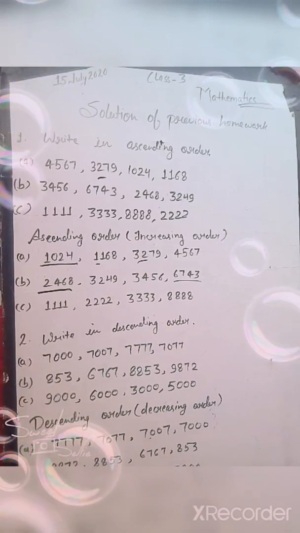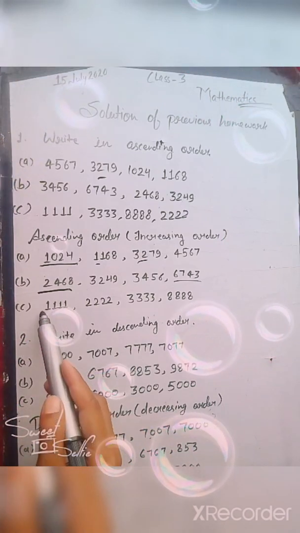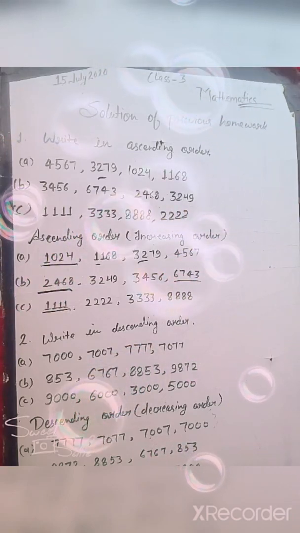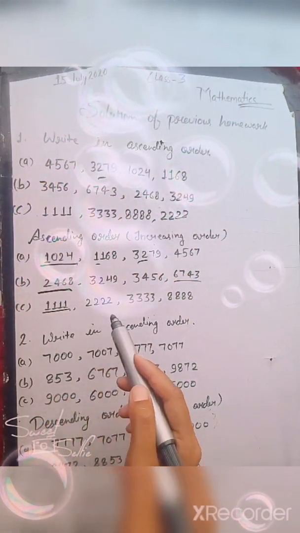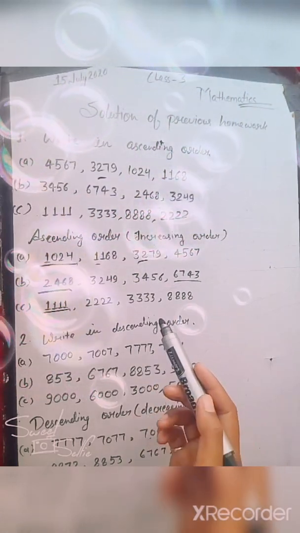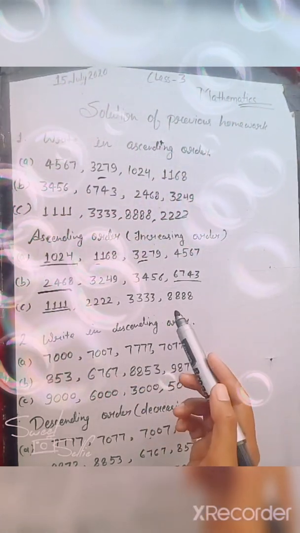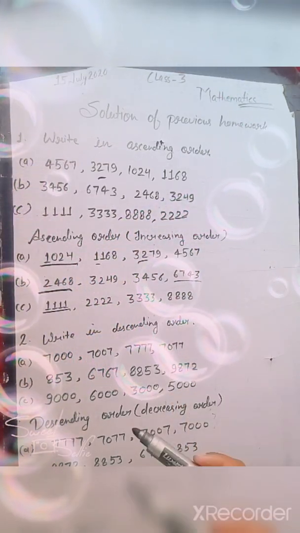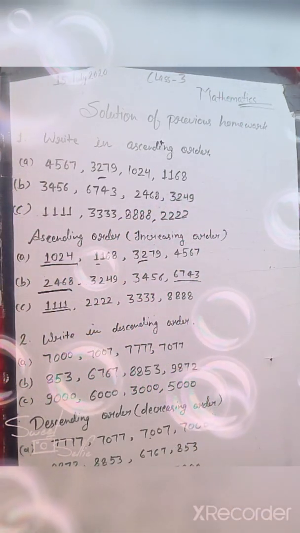In C, 1111 is smallest. Next smallest is 2222. Next is 3333, and the largest number is 8888. Okay.